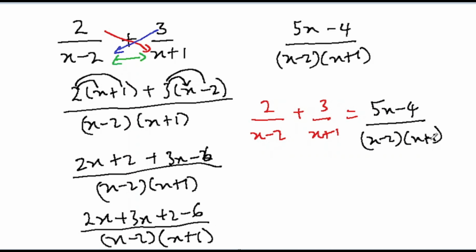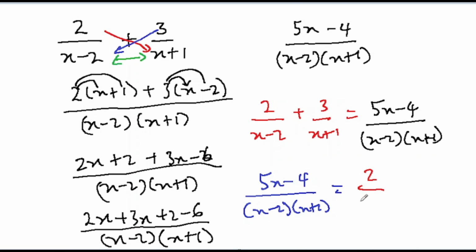So what we want to do in today's video is to actually reverse this. How can we split 5x minus 4 divided by x minus 2, x plus 1 into the two algebraic fractions in red ink? How can we actually split it into 2 divided by x minus 2 plus 3 divided by x plus 1?